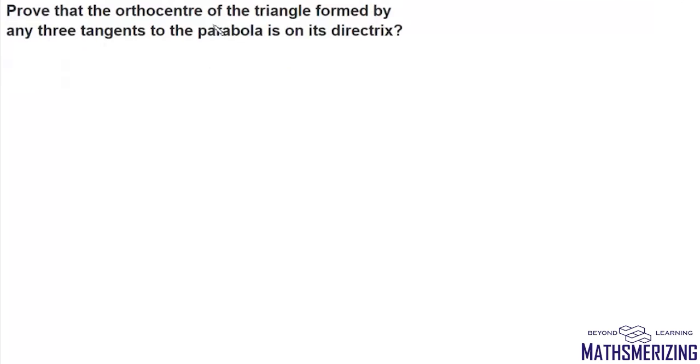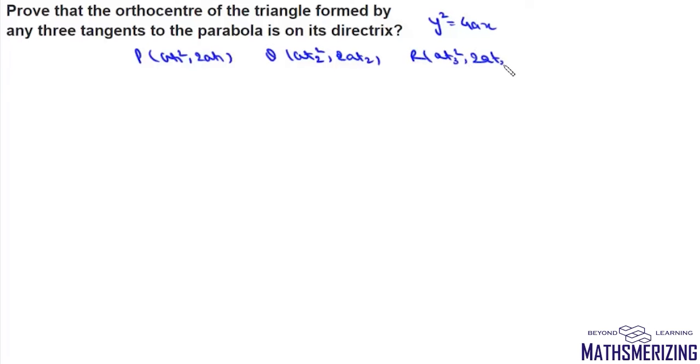Prove that the orthocenter of triangle formed by any three tangents to parabola is on its directrix. So now we know the equation of tangent to this first form, which is y square equals 4ax, and let P, Q and R be 3 points on this parabola, which is P: a t1 square, twice a t1; Q is a t2 square, twice a t2; and then R, which is a t3 square, twice a t3.